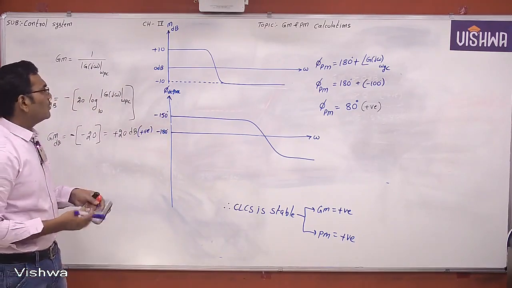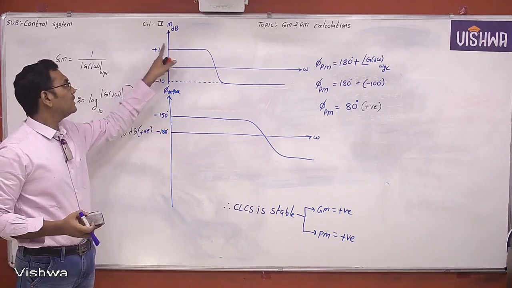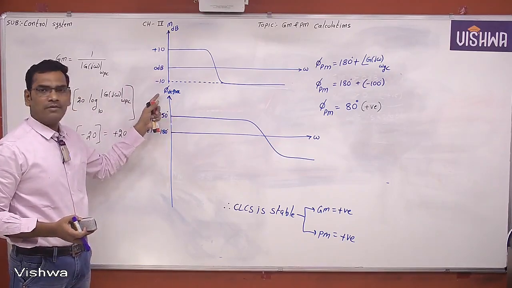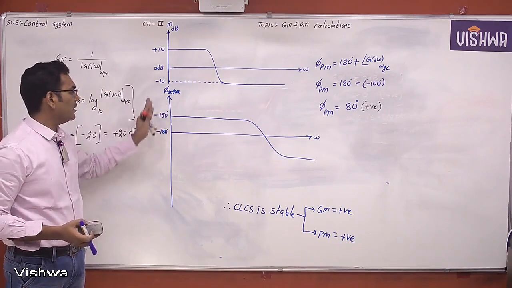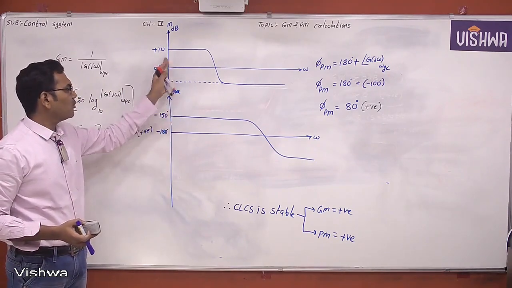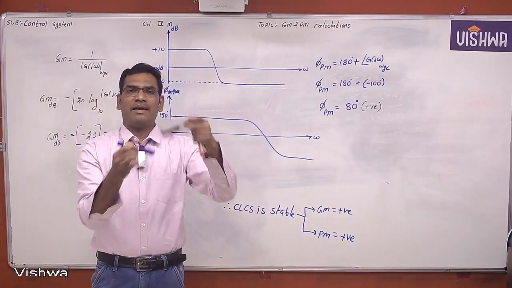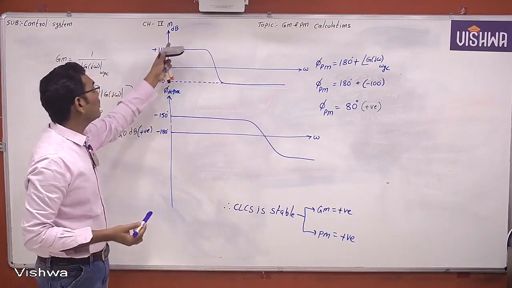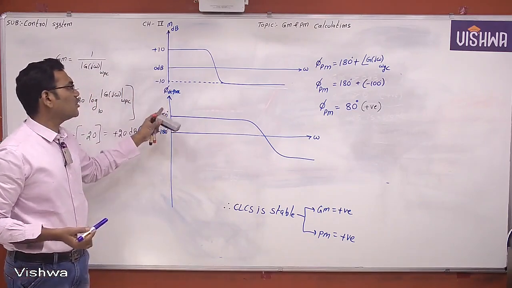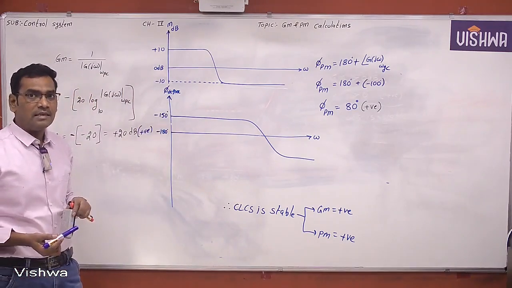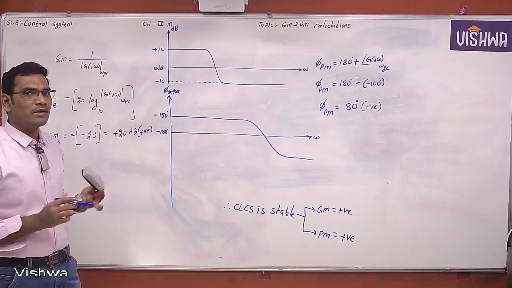Now see here, this is the magnitude plot in terms of dB. This is the phase plot in terms of degrees. He has given the magnitude plot as well as the phase plot. Then he is asking, this is the open loop transfer function magnitudes and this is the open loop transfer function phase angles. Then he is asking to find the closed loop control system stability.